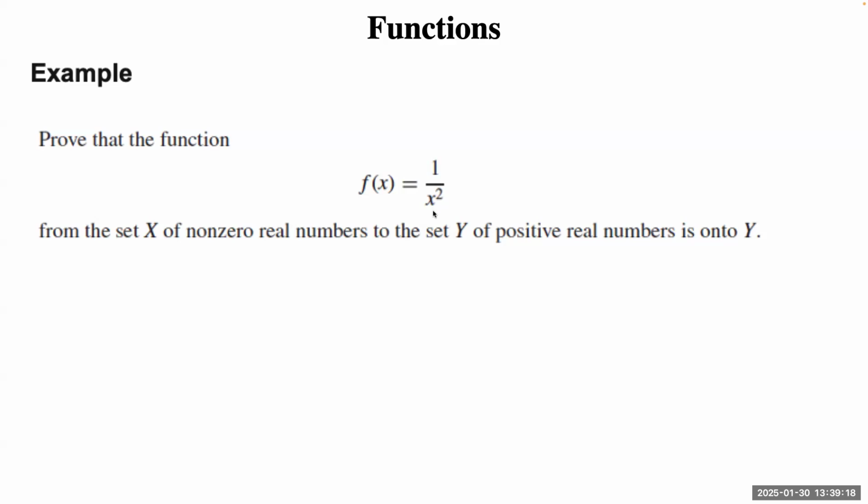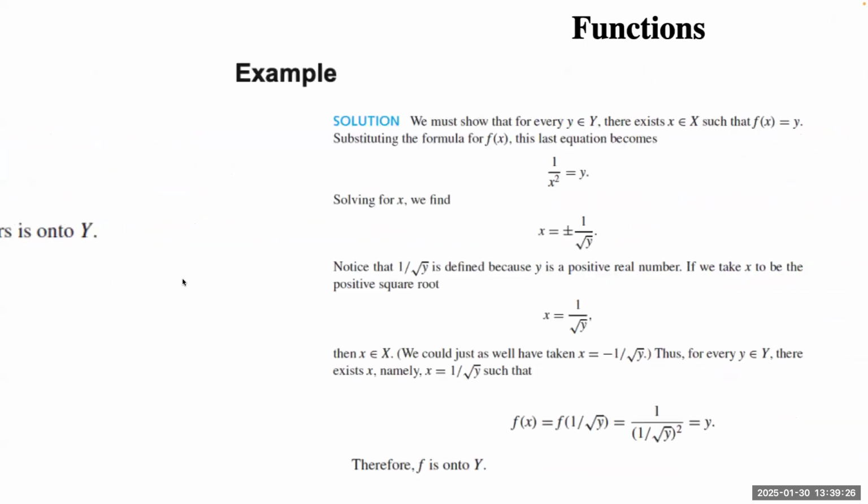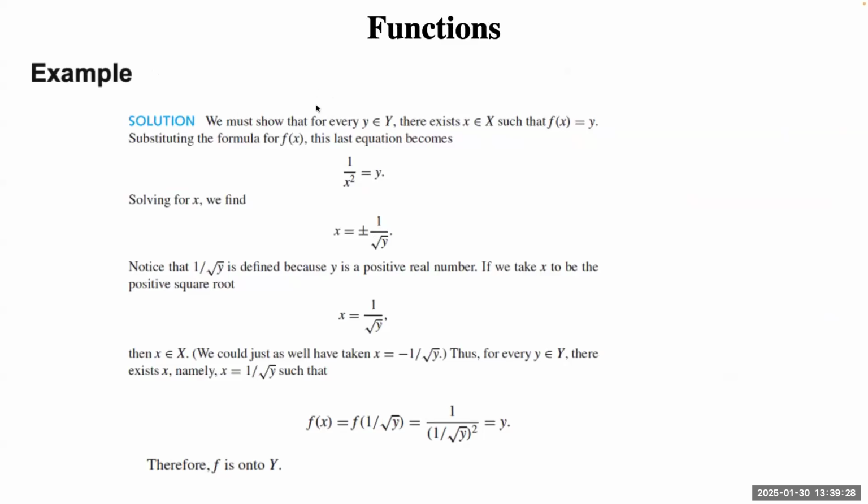Non-zero real numbers means you can have negative numbers too, because when you square them, they become positive. All right, so we must show that for every y in Y, there exists an x in X such that f of x is y. So what we're going to do is, where there's an f of x, we're going to put y. So 1 over x squared equals y.